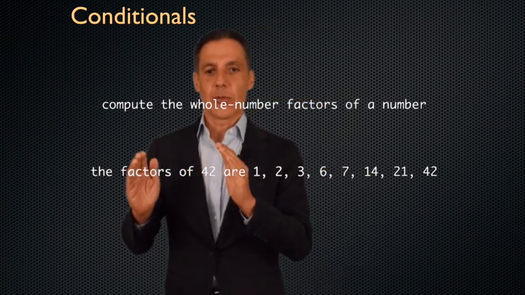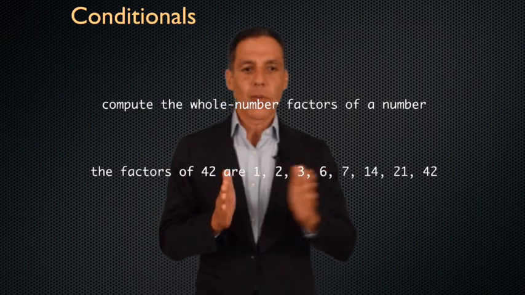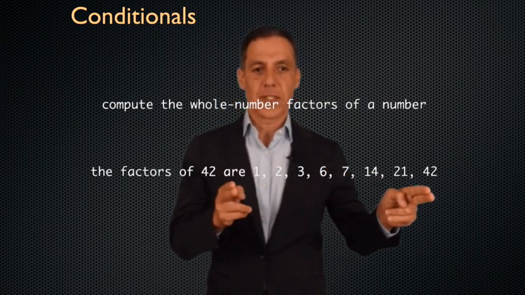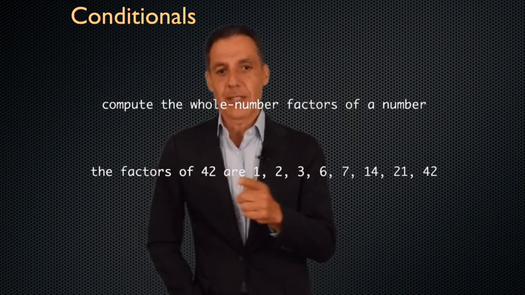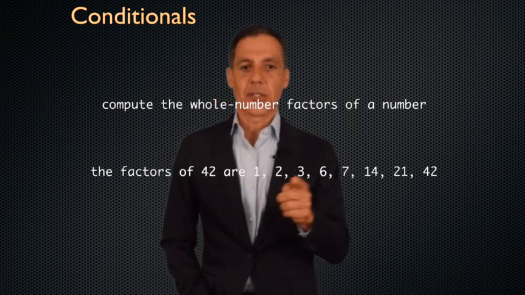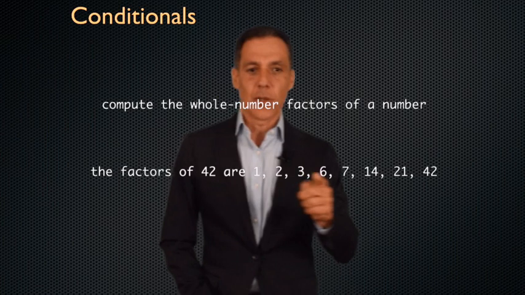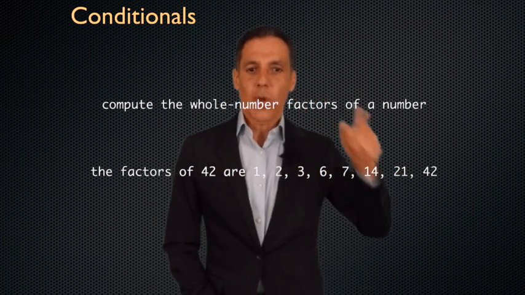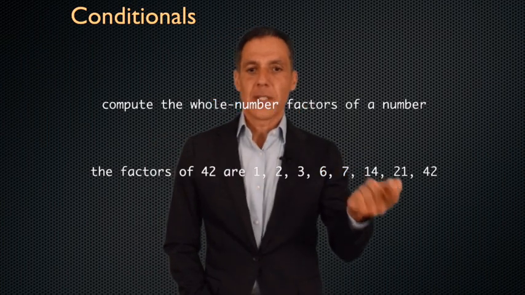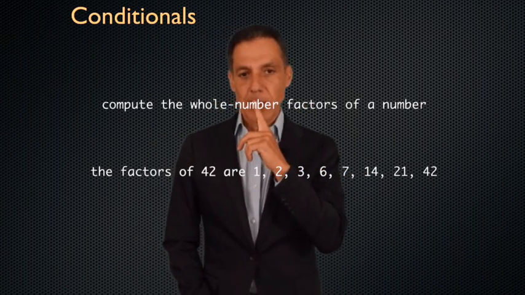So if I give you the number 42, the whole number factors are 1 and 42. That's obvious because those evenly divide 42. But 2, that's even. 3 evenly divides 42. 6 evenly divides 42, and so on and so forth. Okay? So all of these numbers are the whole number factors for the number 42.